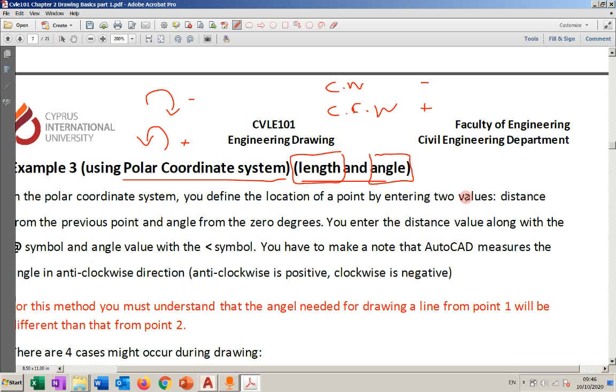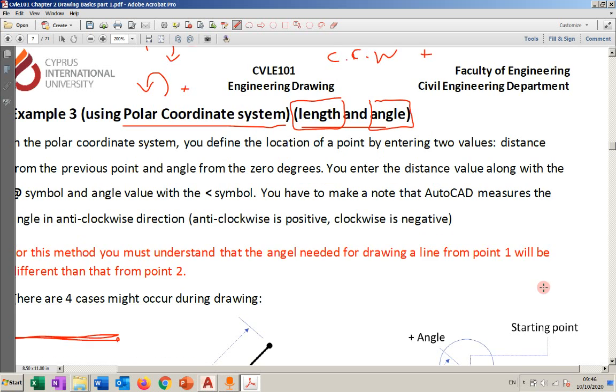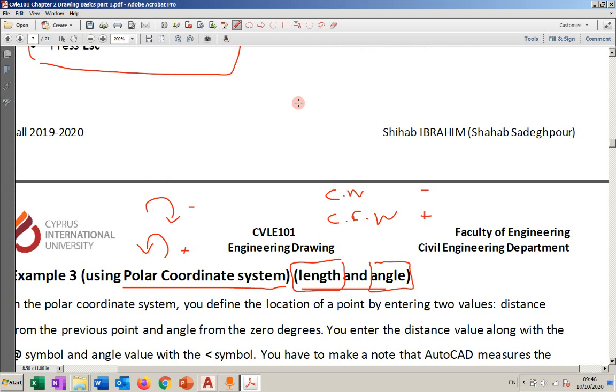Now, this information alone does not make sense. Why? Because for an angle, how do you know that it is clockwise or counterclockwise? Let me just tell you why it does not make sense. Let's say I have a line here. I mean, this angle here, it's 45. Is this 45 clockwise or counterclockwise?